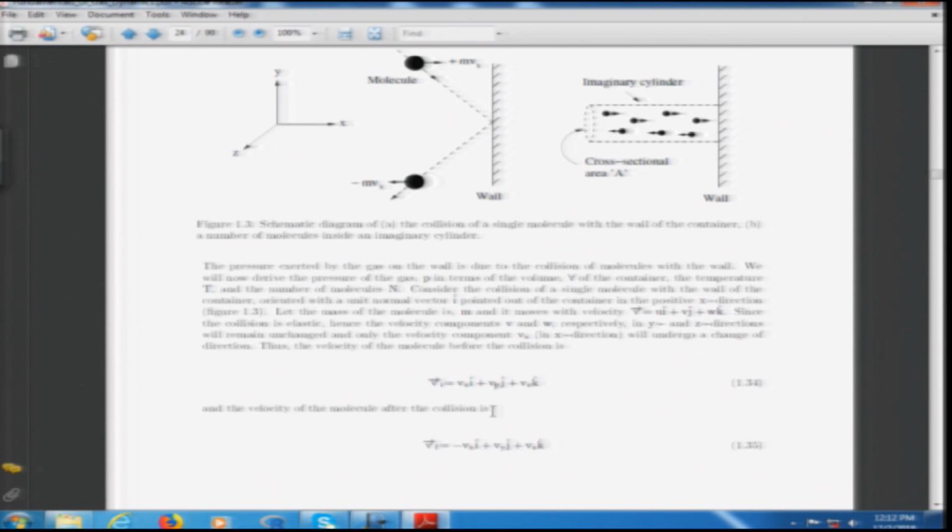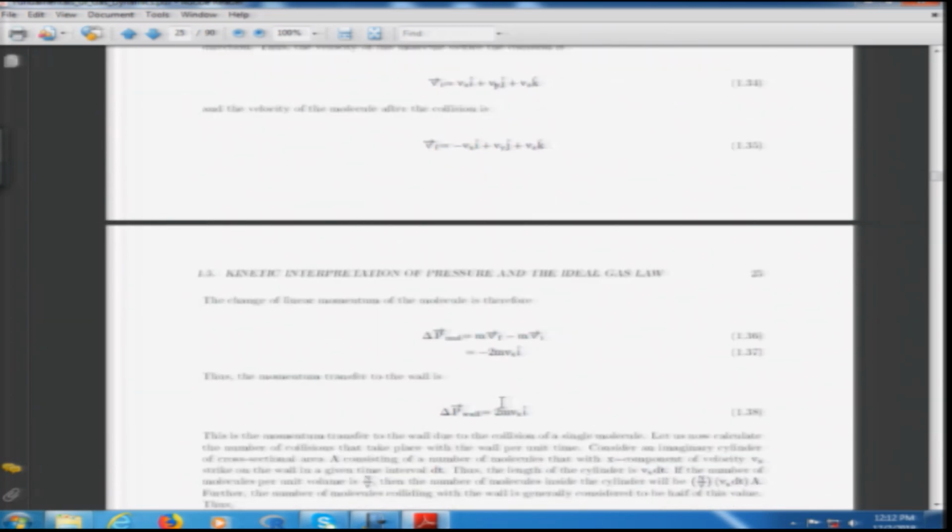Therefore, the change in linear momentum, delta p in vector form, is mvf minus mvi. If you substitute vf and vi from equations 1.34 and 1.35, we obtain minus 2 mvx i. That means this is the change in momentum of the molecule during the collision with the wall. The same amount of momentum is transferred to the wall with a positive sign, and that is why delta p wall is written as 2 mvx i.